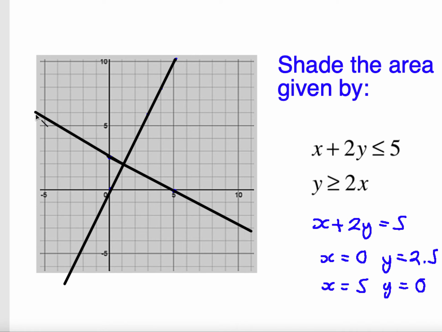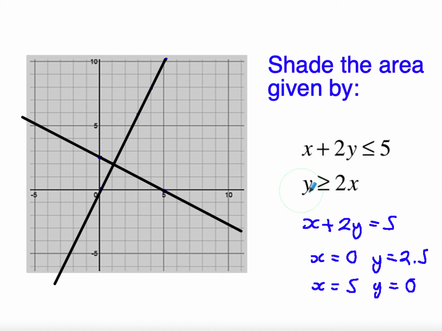And going the other way, like that. So now I've just got to make my shading decision. y equals 2x is this one, and I wanted everything greater than that, so it's either going to be this one or this bit, got to be above the line. I also want x plus 2y to be less than 5, so if this is the line x plus 2y is 5, I want below that line, so therefore the only bit that does both of those jobs is this section over here.